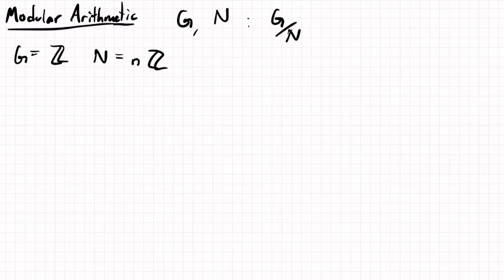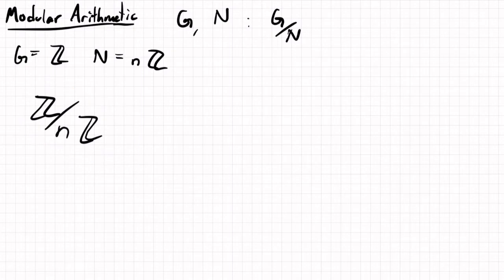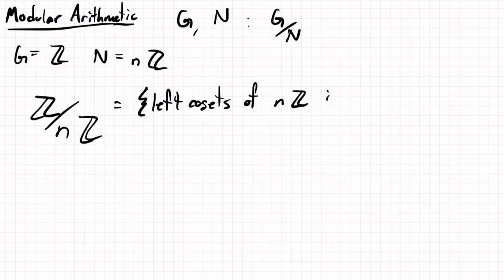And as it turns out, since Z is an abelian group, nZ will be a normal subgroup. So this will work, and then we can form the construction Z mod nZ. So let's think about what the elements of Z mod nZ look like. It's a set of left cosets of nZ in Z.